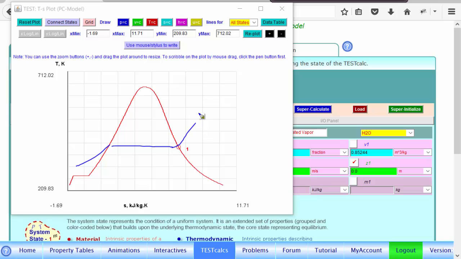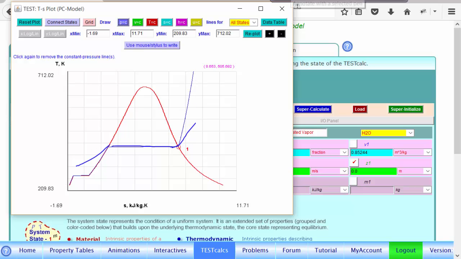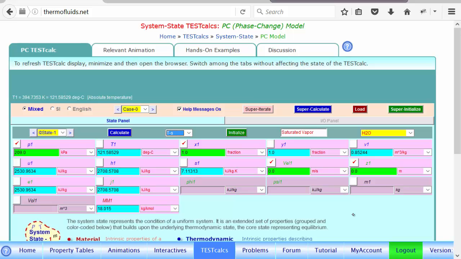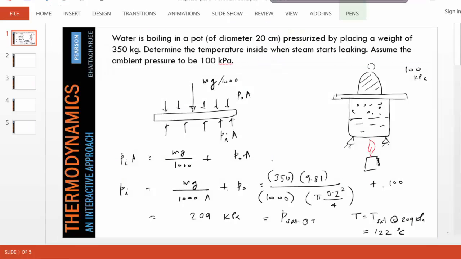Instead, you can actually do it exactly by clicking the P equal constant line, and the real blue line is shown here. Let me erase my rendition. So this is the constant pressure line. So anywhere along the line, the temperature obviously remains constant. So 121 answer is verified. So as you raise the temperature, okay, we got 122, and from the test calc we got 121. So very, very close result. This is good enough for any desired accuracy. So if you raise the temperature here to 122 degrees Celsius, this plate will become wobbly, and steam will start leaking.